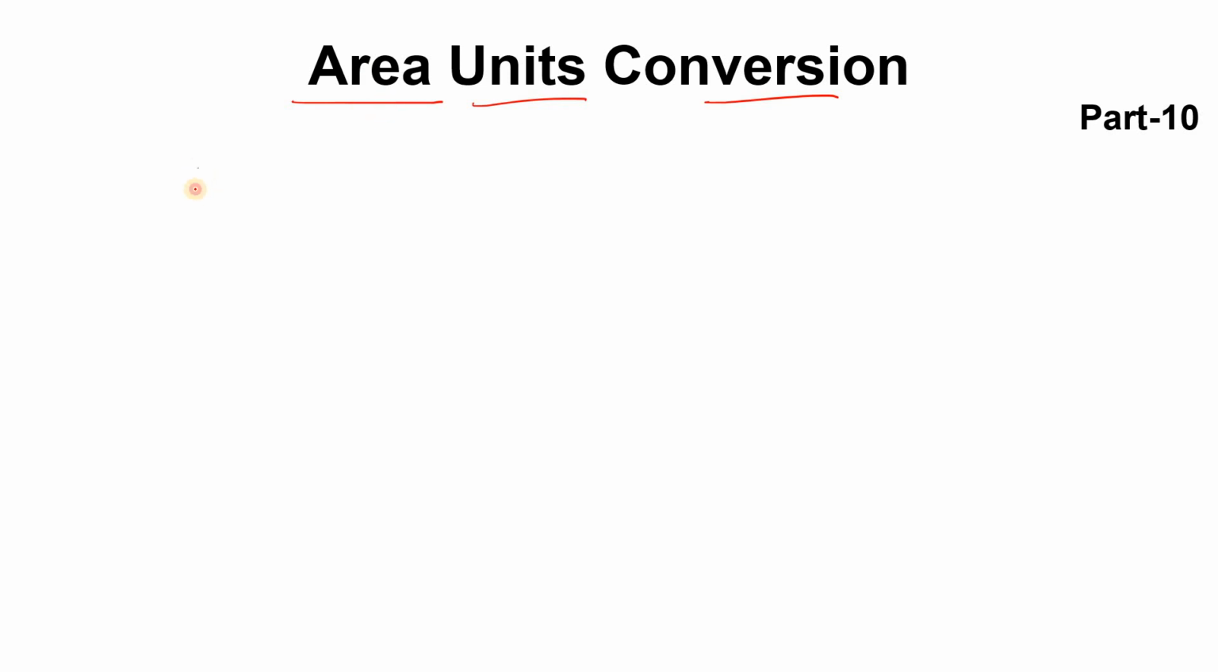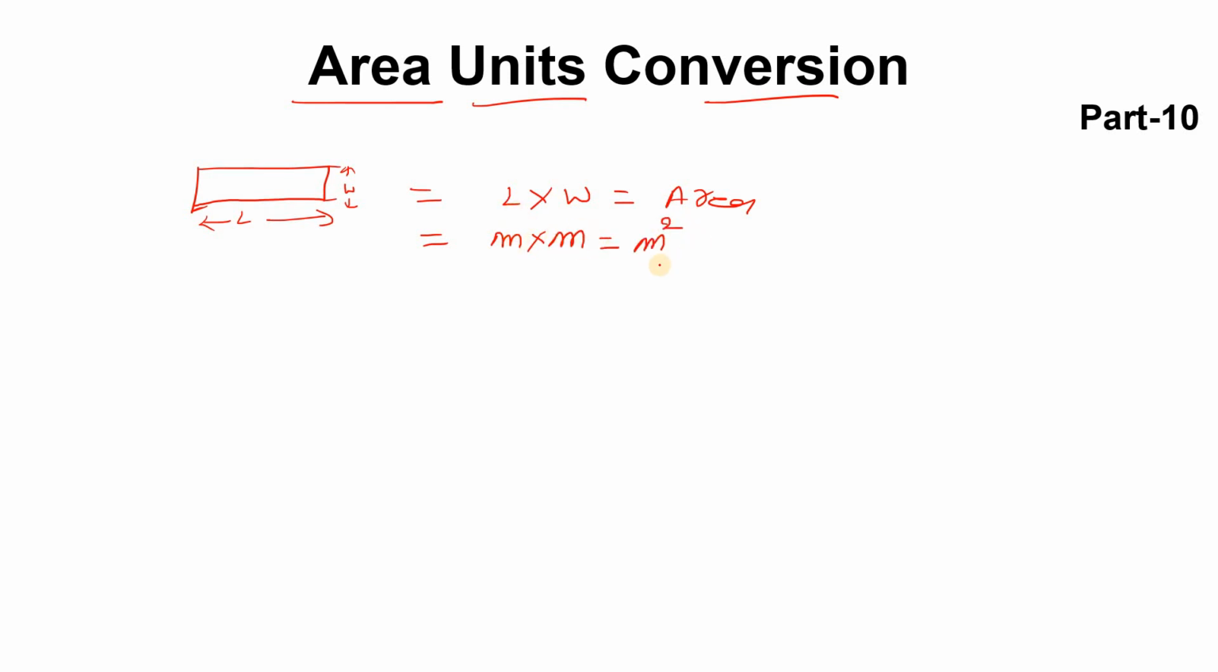So what is area, basically? Let's assume this is a rectangular box. It will have some length as well as some width. When you multiply length by width, it becomes your area. As we know, the SI unit of length is the meter, so it will be meter into meter, which is meter square. This is the SI unit of area.